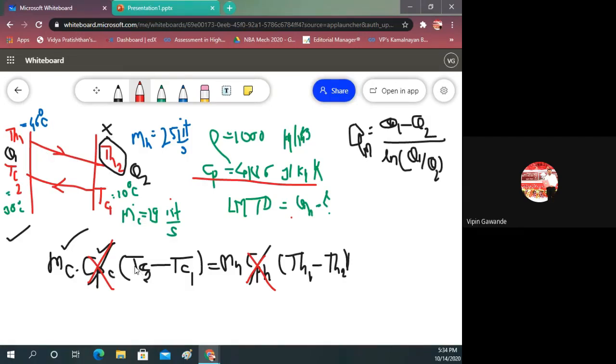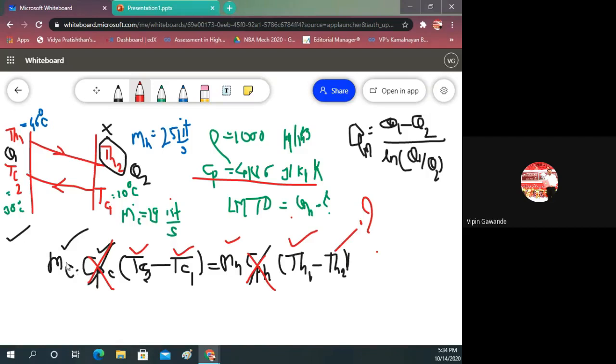Now out of this, TC2 is given, TC1 is given. MH is given in the problem. TH1 is given in the problem, and we have to calculate the TH2 value. From this formula only one unknown is there, and we can calculate this unknown using this formula.